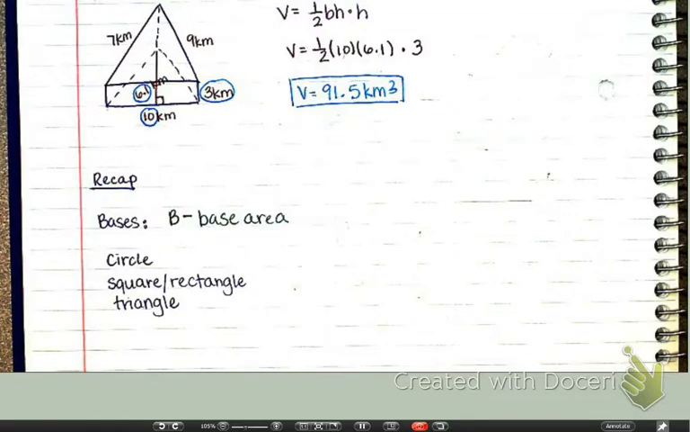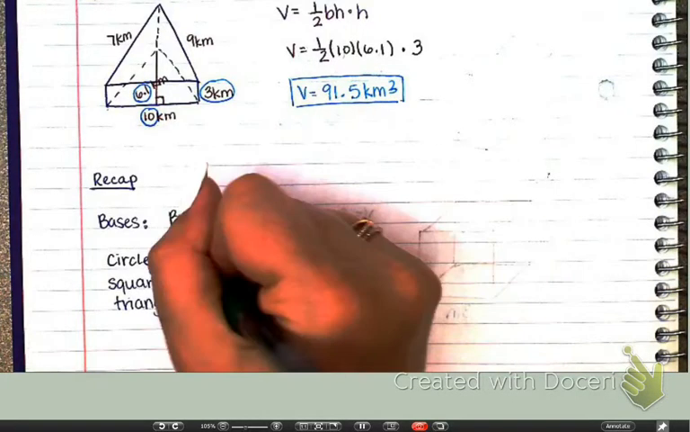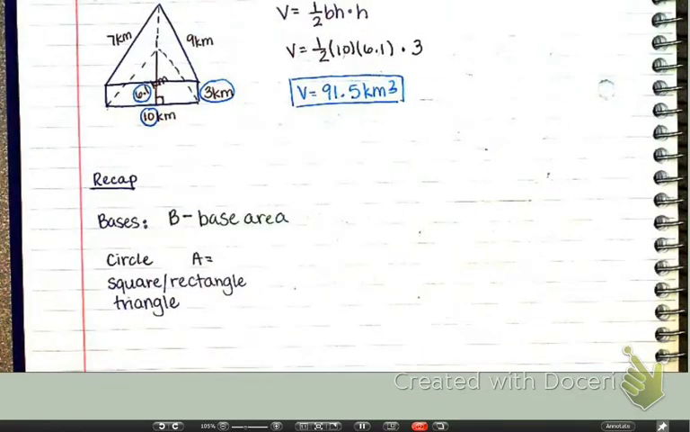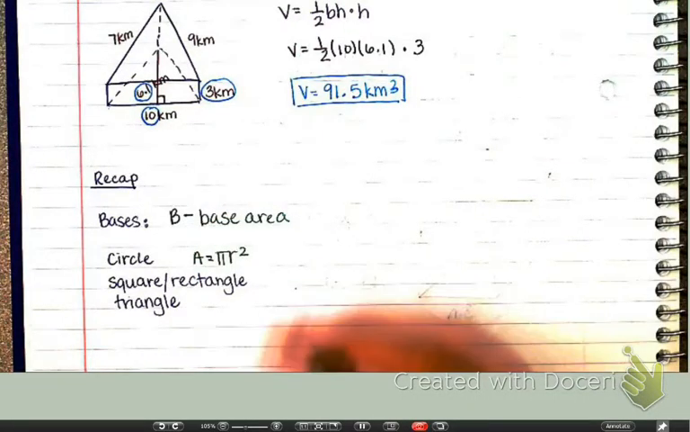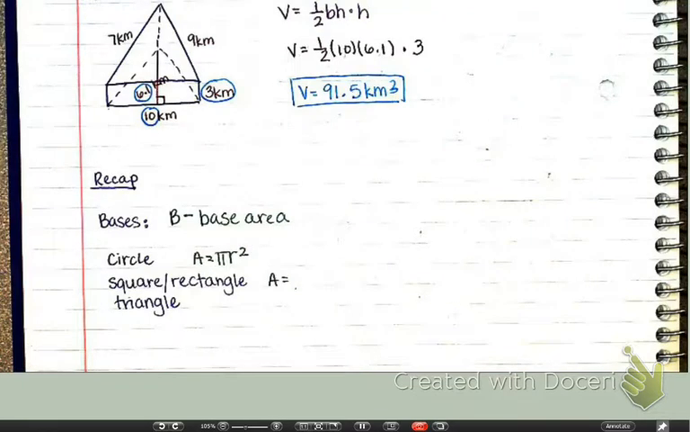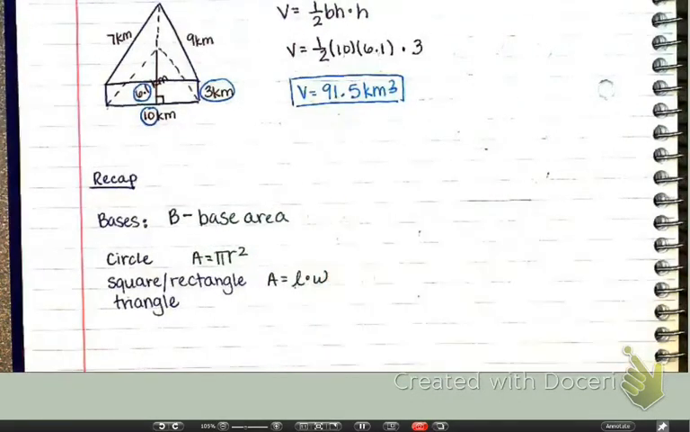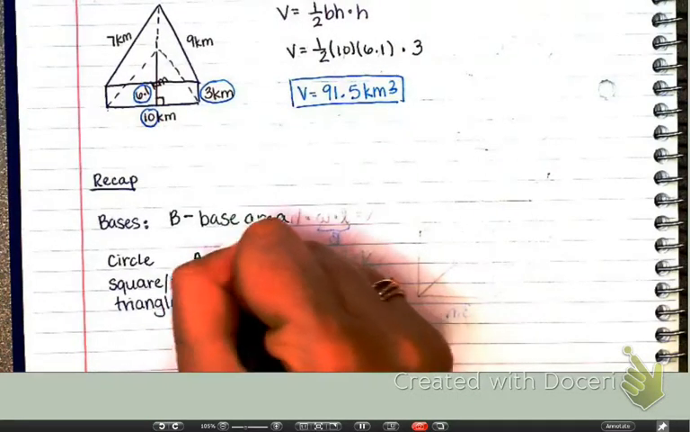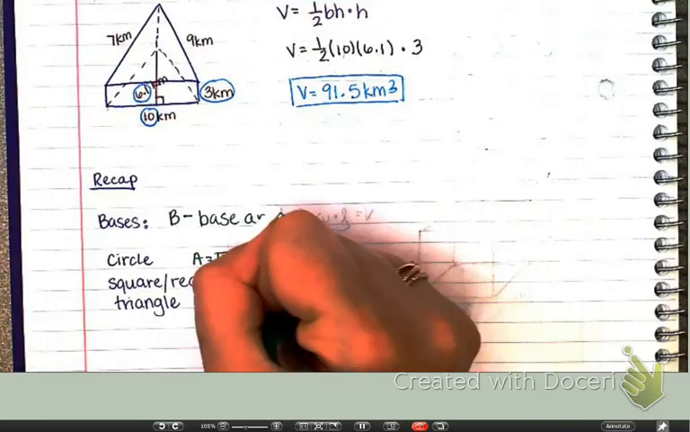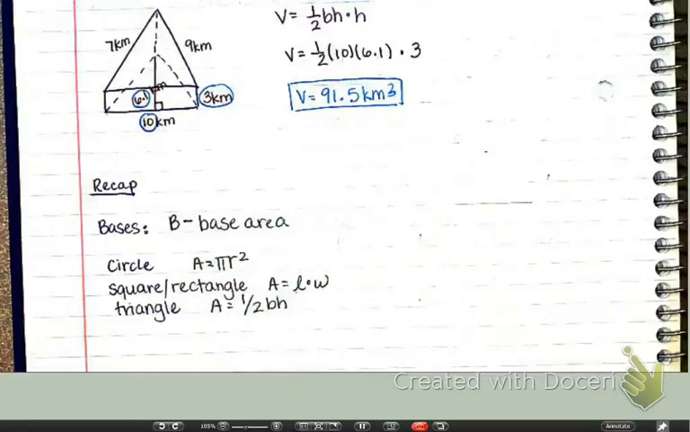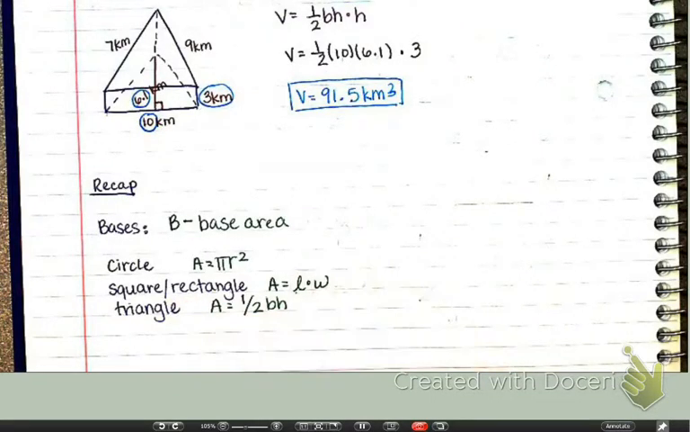Just in case anyone didn't listen for the last 35 minutes, area of a circle is what? Pi r squared. What's the area of rectangles and squares? Length times width. What's the area of a triangle? One half the base times the height, or base times height divided by 2. You need those area formulas to solve every single one of these problems.